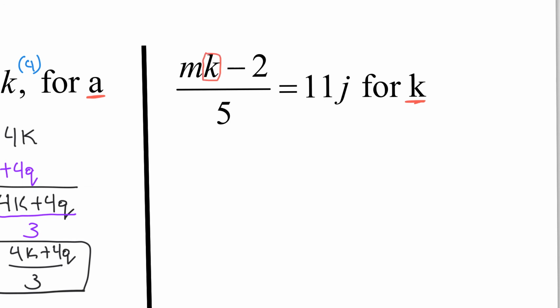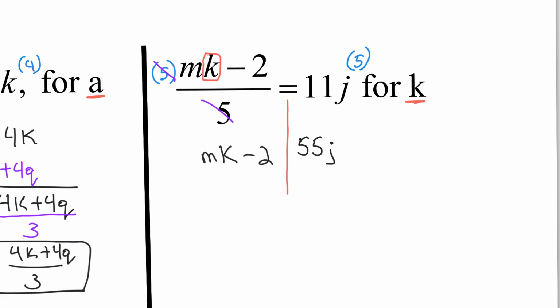So we can get rid of the fraction just by multiplying by the denominator. And the denominator will be 5. So multiply by 5 here and multiply this side by 5. So we can cross simplify the 5's right here. And you bring down the mk minus 2 on this side. And on the other side, you're going to multiply 11j times 5. So multiply the coefficients, the numbers, 11 times 5. That's 55 with a j.